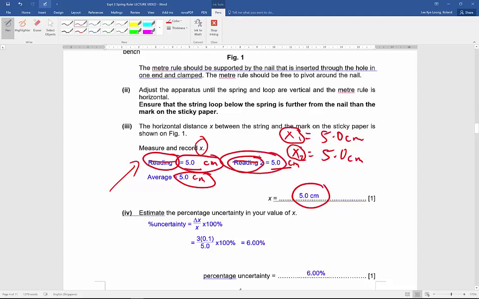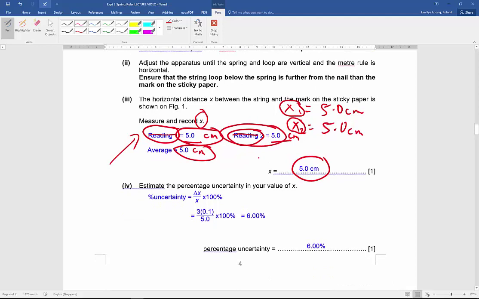The next thing, this is something new, only seen from this experiment 3 onwards, but you will see it very often in subsequent experimental practice. When they ask you to estimate the percentage uncertainty, how do you do this kind of question? When they ask you to estimate the percentage uncertainty, it means that probably in this experiment, your measurements are not taken under ideal condition. They are taken under challenging condition.